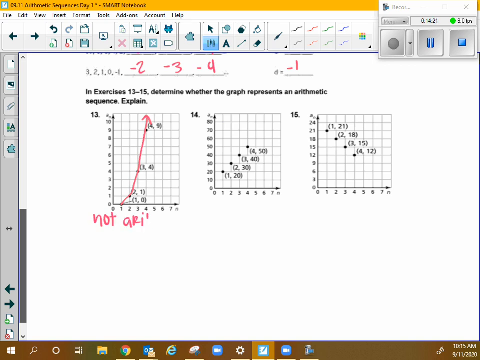Arithmetic. What about 14? Yes. What is my common difference? 10. What about 15? Yeah. What's my common difference? Very good.